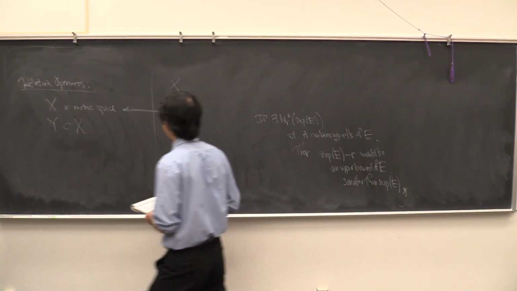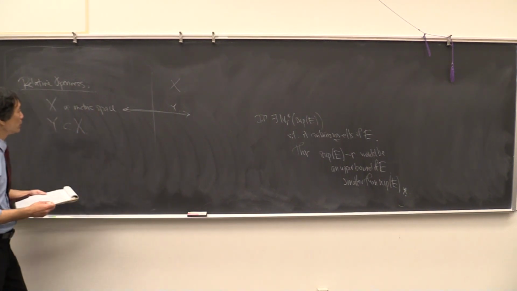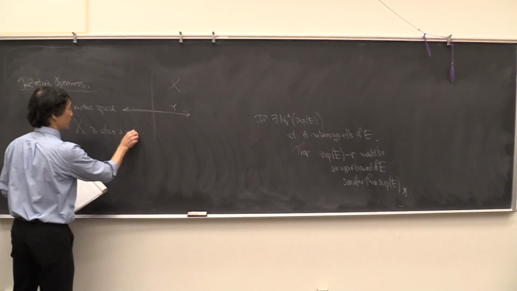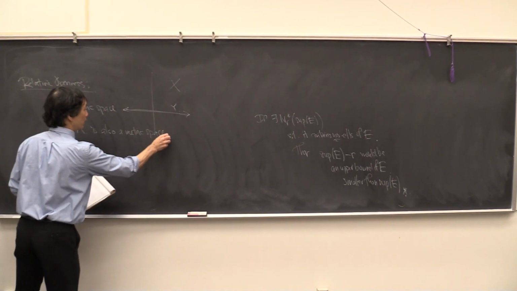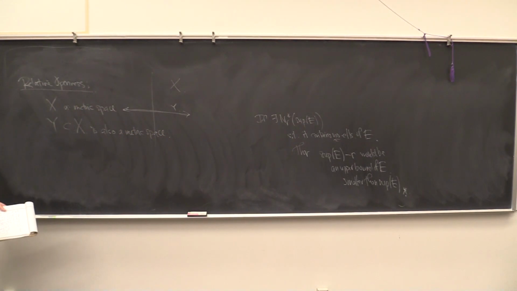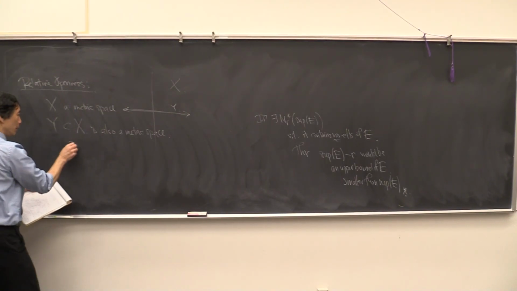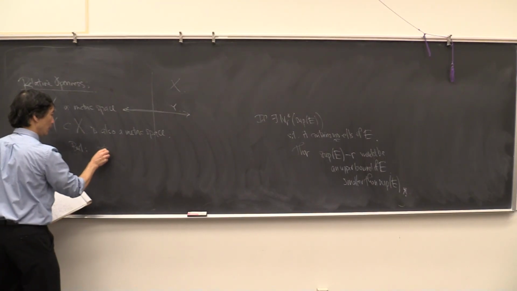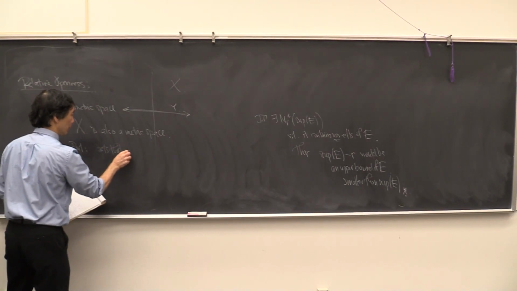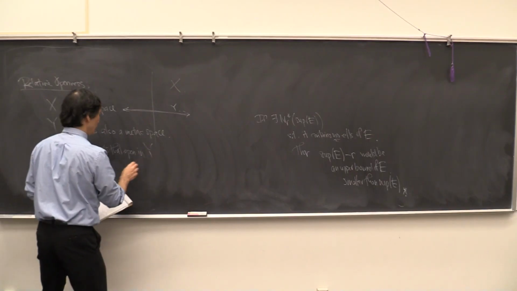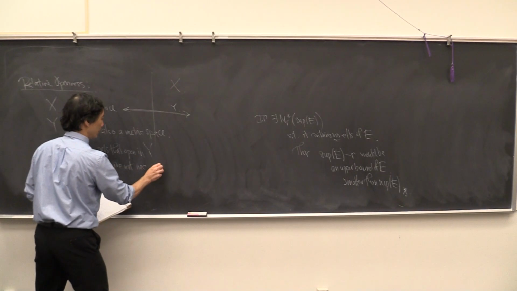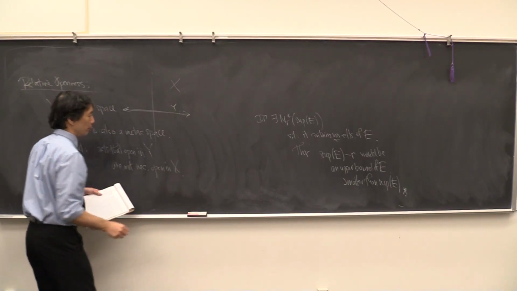Okay, so it inherits the metric from X. So Y is also a metric space. But sets that are open in Y are not necessarily open in X, right?